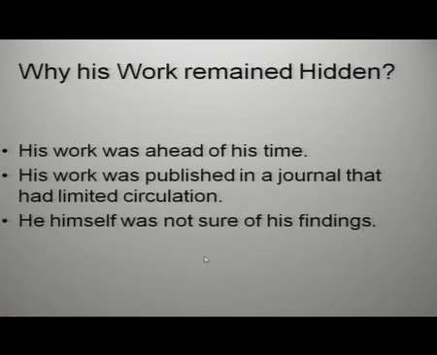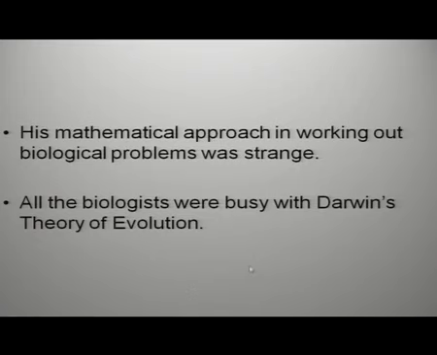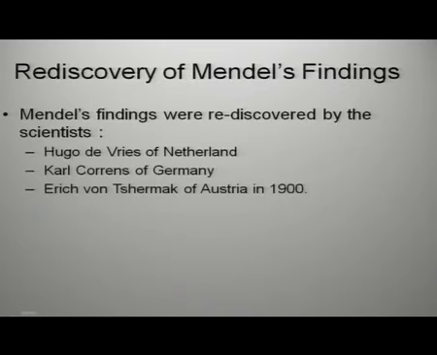But his work remained hidden for a long period of time. Why did his work remain unnoticed for such a long time? His work was ahead of his time. His work was published in a journal that had a limited circulation at that time. He himself was not sure about his findings. He followed a mathematical approach in working out biological problems, but it was very strange at that time. All the biologists were busy with Darwin's theory of evolution. So his work remained hidden for a long period of time.